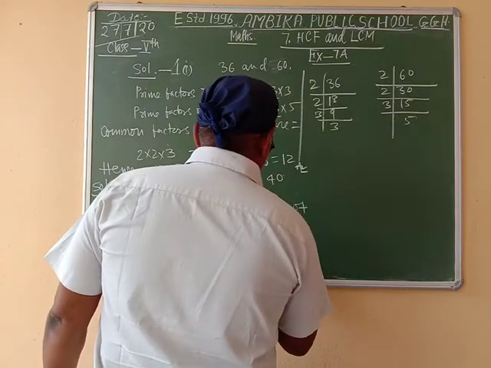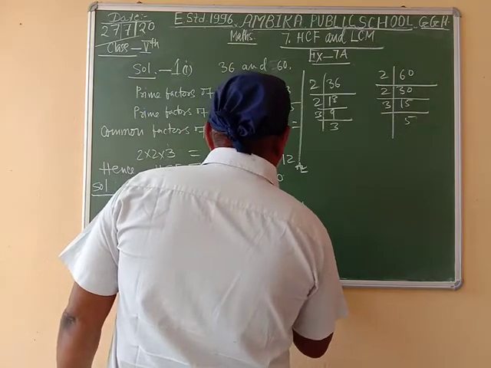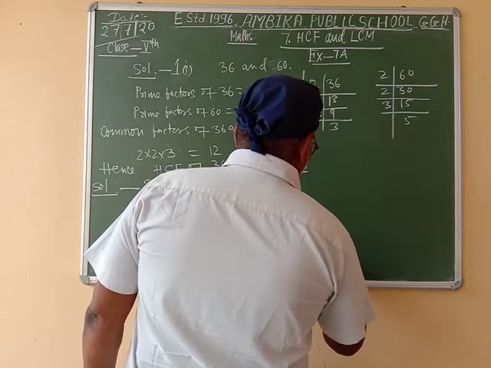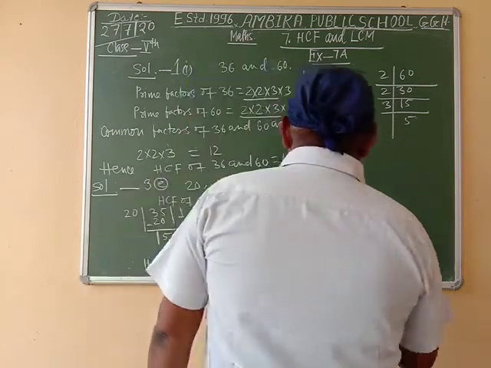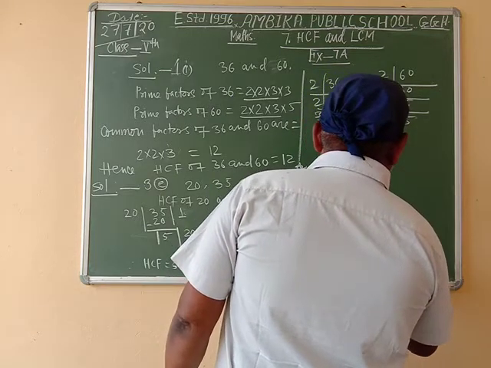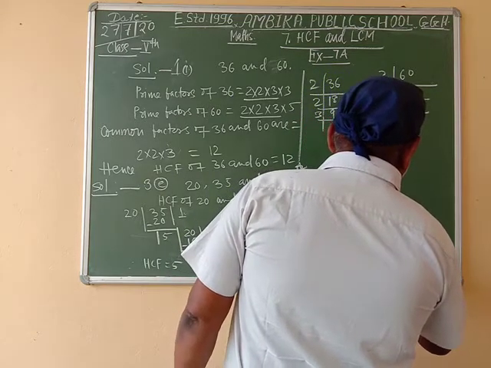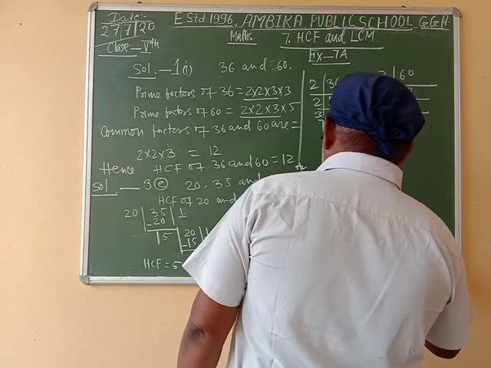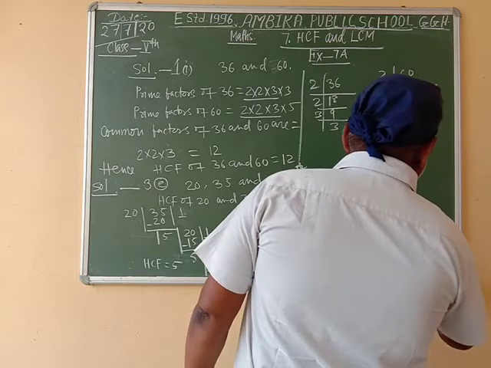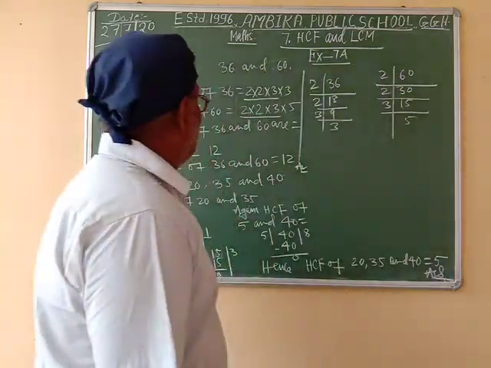Hence the HCF of 20, 35 and 40 is equal to 5. Answer.